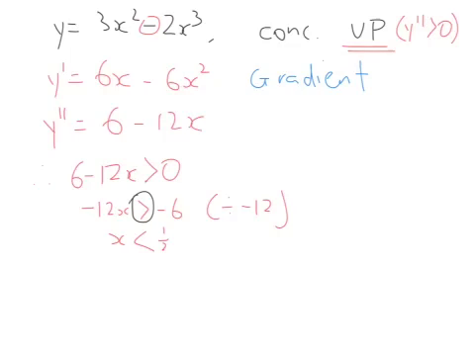If I picked a value like x equals 5, clearly 6 minus 60 is going to be negative, which means it's going to be concave down. But if I pick any value where x is less than a half, so let's say 0, well, that would be 6 minus 0. The second derivative is positive, and it means it's concave up. So any value of x less than 1/2 will give me a section of the curve that is concave up. And then any value greater than a half will give me concave down.